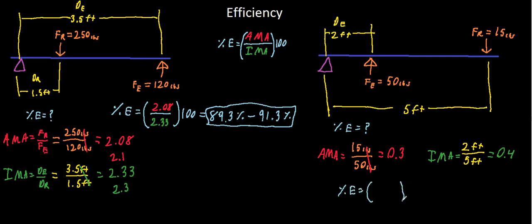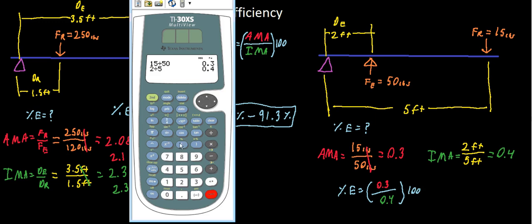With that, we have everything we need to solve for our percent efficiency. Let's write out our equation: big parentheses, a little divided by. On top we put 0.3, and on bottom we put our IMA, which is 0.4. Then we multiply that by 100. We plug this into our calculator: parentheses, 0.3 on top, 0.4 on bottom, close the parentheses, and type 100, just like it's written here.